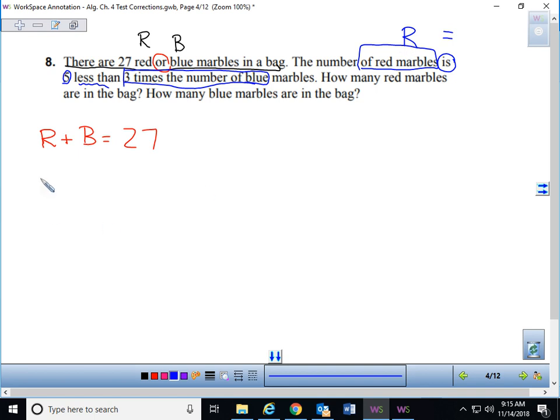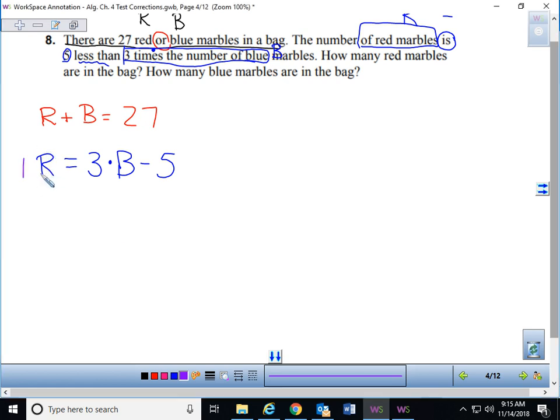So I'm going to have r equals, multiplication goes first, 3 times, that's multiplication, the number of blue. Blue is represented with the letter b. So I have 3 times b, and 5 less than that means take away 5. This is your system of equations. And this is already in the form of substitution, because one equation is already solved. That's my r. So you want to take what r equals, 3b minus 5, and plug it into the top.